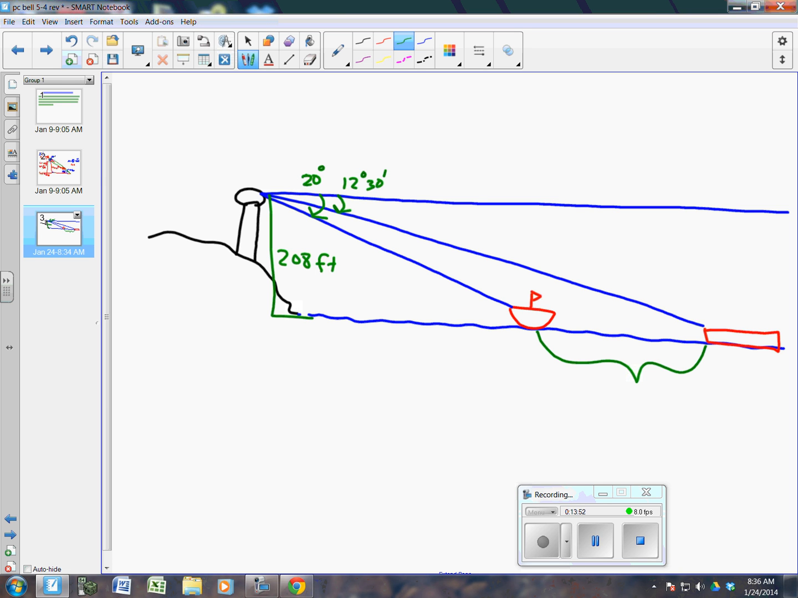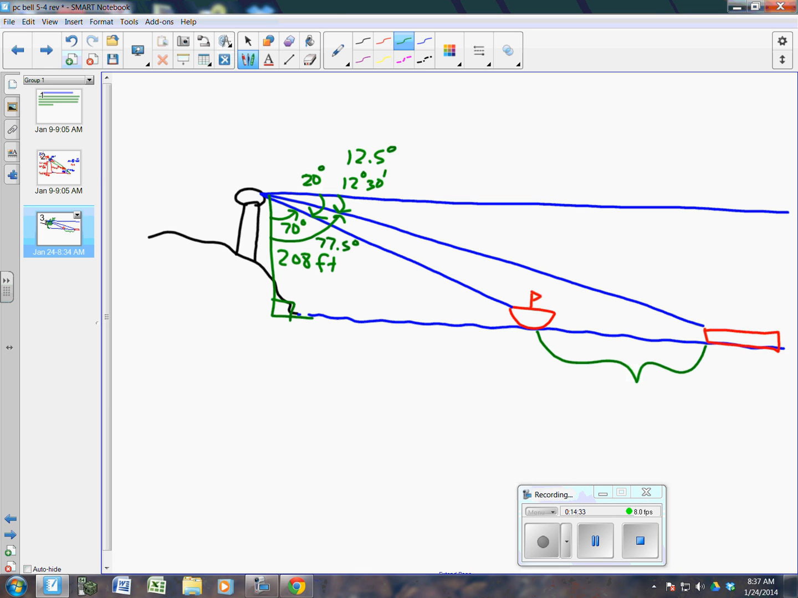So you have two right triangles, don't you? You know a side length of both of them. Now, keep in mind, I need to know this angle right here and this angle right here. I don't have those angles, do I? They should be 70, and what's this angle right here? Remember, what's 12 degrees 30 minutes in decimals? Okay, good. So that's 77.5.